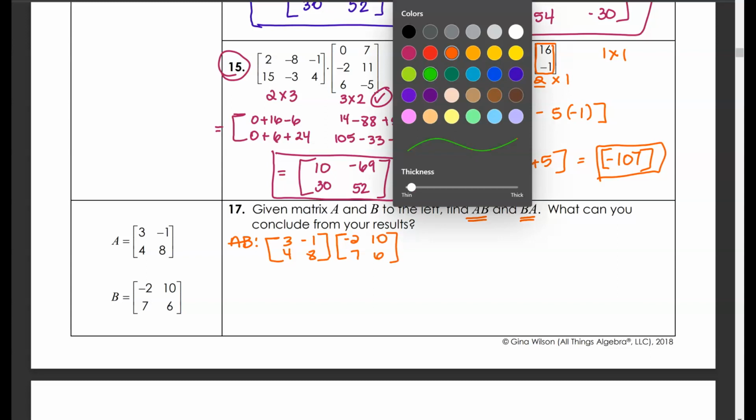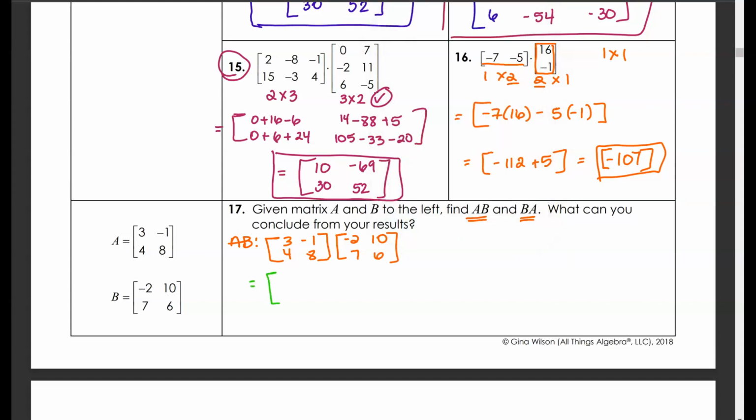So let's go ahead and calculate this. So this matrix, I'm going to take this column, multiply it by this column. So I'm going to end up with negative 6 minus 7. Then I'm going to take this column, 4 times negative 2, which is going to give me a negative 8. 8 times 7, which is going to give me a positive 56. Okay, let's come over here to the next column. 3 times 10, that's going to give me a 30. Negative 1 times 6, that's going to give me a negative 6. 4 times 10, that's going to give me 40. And then 8 times 6, that's going to give me a positive 48.